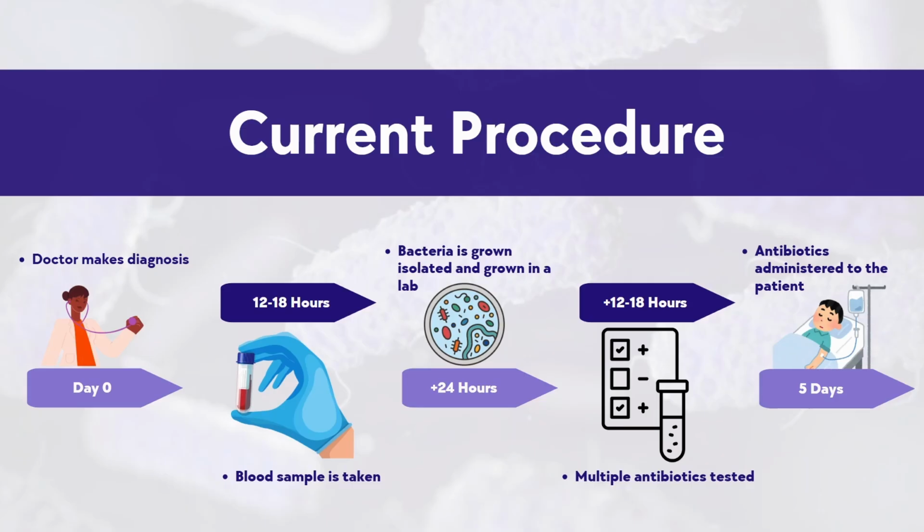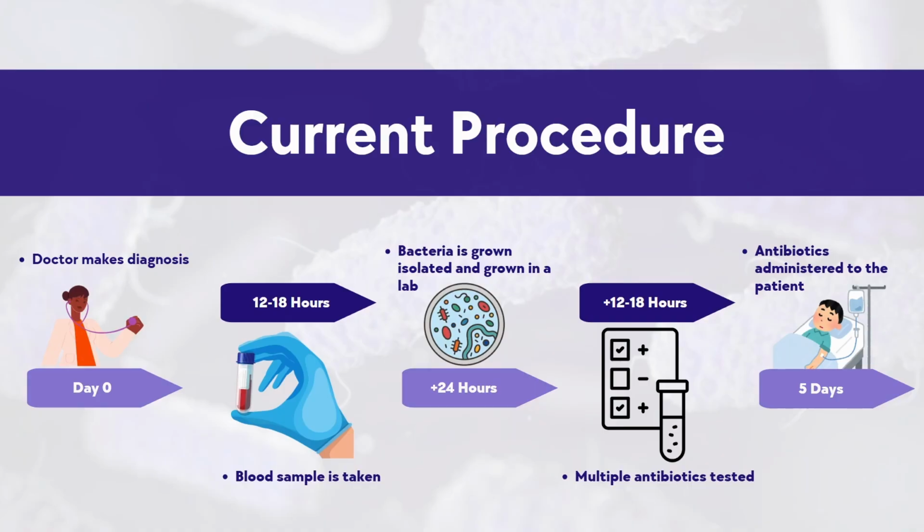Today, when a patient is diagnosed with a bloodstream infection, the doctors will send a sample of their blood to a lab. The lab then has to isolate and grow the bacteria from the blood and test which antibiotics will kill them. This whole process can take anywhere from 3 to 5 days before the antibiotics is administered, which is time a patient with a bloodstream infection may not have.